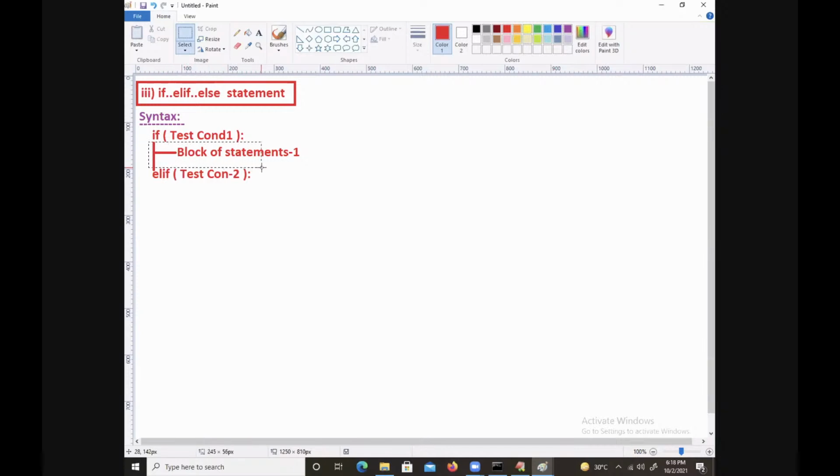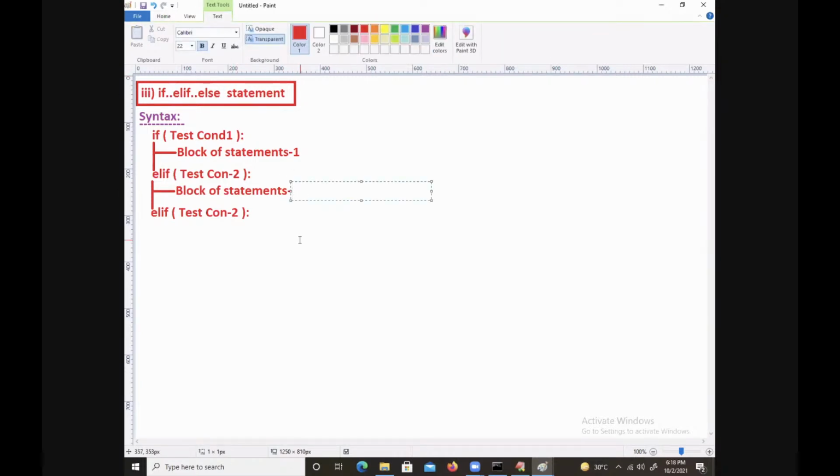My dear students, carefully try to follow me. I will write if. I will take this part. Another type of block of statements 2 will come. So I will write it here. Here if block of statements 2. See, I will write block of statements 2. I will write like this.